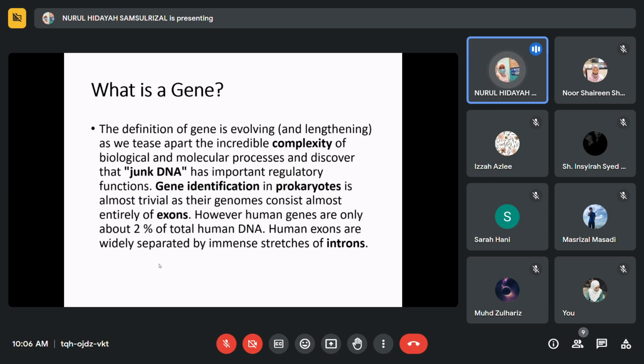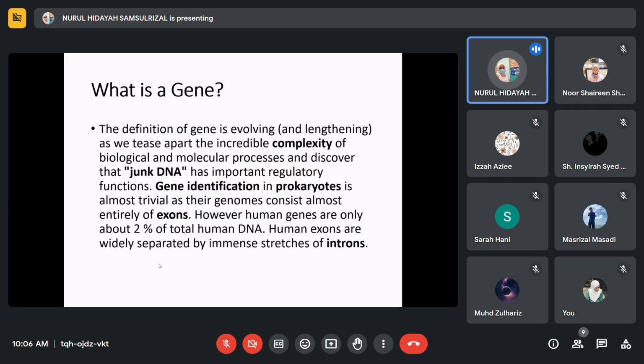So other than that, they also mention that these genes actually evolve. Okay, they are evolving, and it says that there is complexity. They found that genes have incredible complexity of biological and molecular processes, and they also discovered that the genome has junk DNA that is important in our regulatory functions. Okay, but.